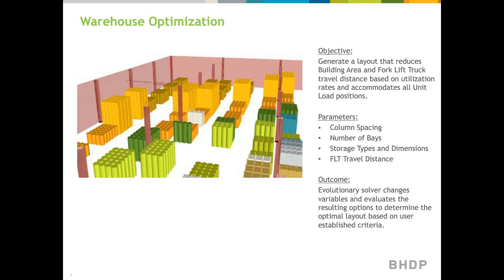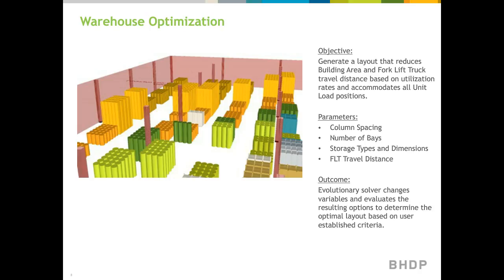Now, what we had to do was express that relationship between the area and the travel distance as a single number. I won't get into the specific formula, but essentially we made a ratio rate weighted towards reducing the building size. In other words, it optimizes the storage layout as well as the building size, but in this example, size was deemed more important.